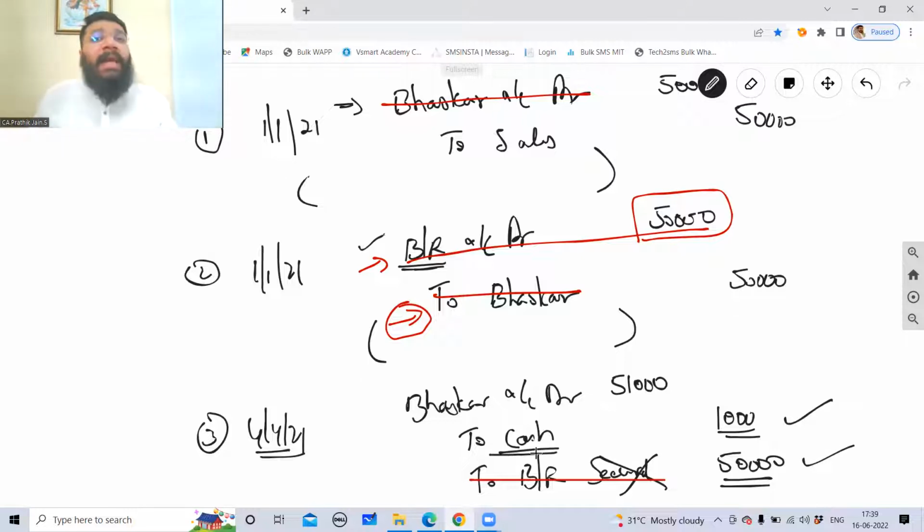Now here I am putting cash, not noting charges. Noting charges is an expense to be borne by the defaulting person, who is the acceptor. So in his books of accounts, I'll record the noting charges as a debit. So this is the transaction on the due date.